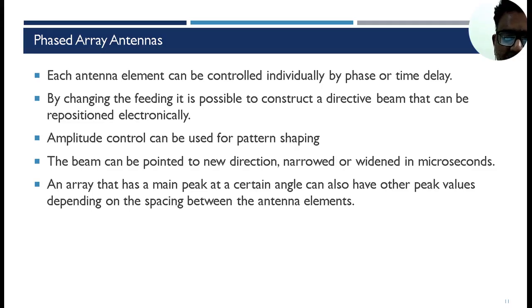We can adjust the beam direction, which depends upon amplitude and phase control, and an antenna that has a main peak at a certain angle can also have other peak values depending on the spacing between the elements. So we can do the beam steering process by adjusting the spacing between the antenna elements, phase difference, or amplitude. We can produce a desired pattern.